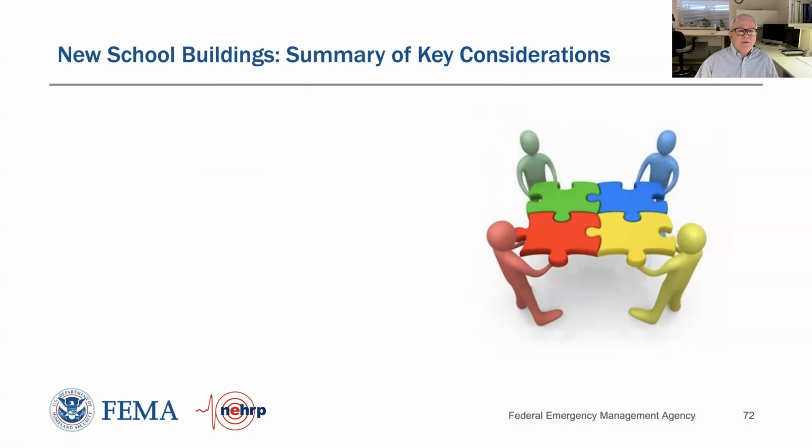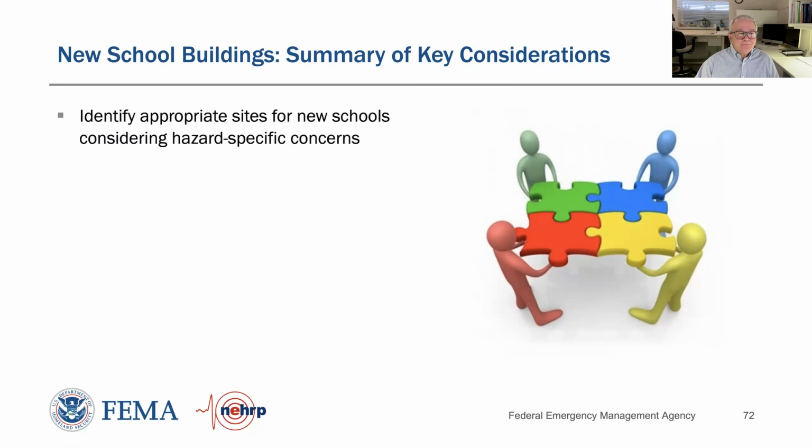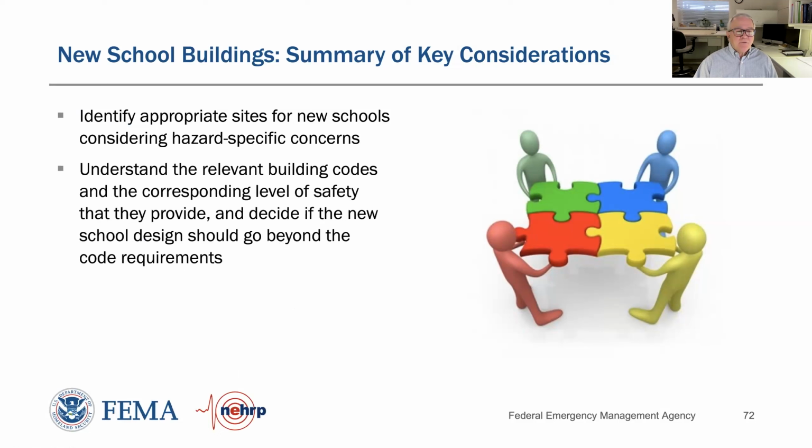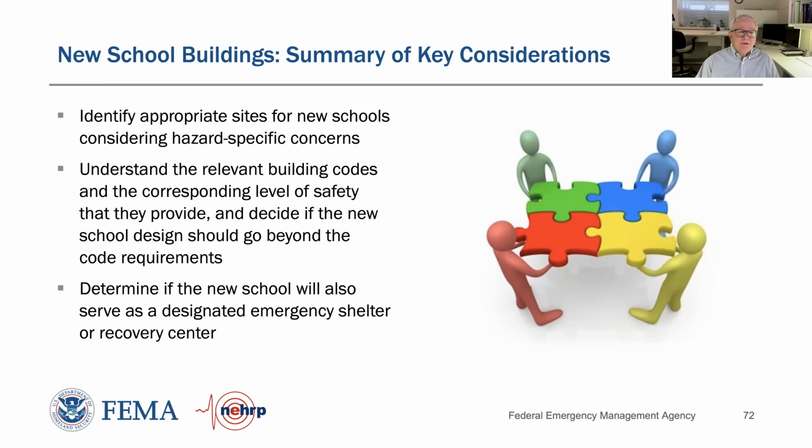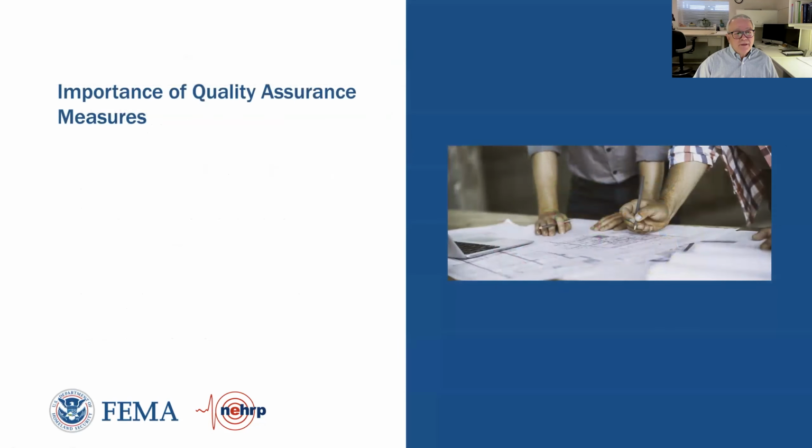So let's talk a little bit more about new school buildings and the key summaries to consider. First is identifying the appropriate sites for the new school buildings, considering the hazard-specific concerns for that particular building in that site. Understand the relevant building codes and the corresponding level of safety that they provide, and decide if the new school design should go beyond the code requirements. And then determine if the school building will also serve as a designated shelter and recovery center. And lastly, the importance of quality assurance measures.